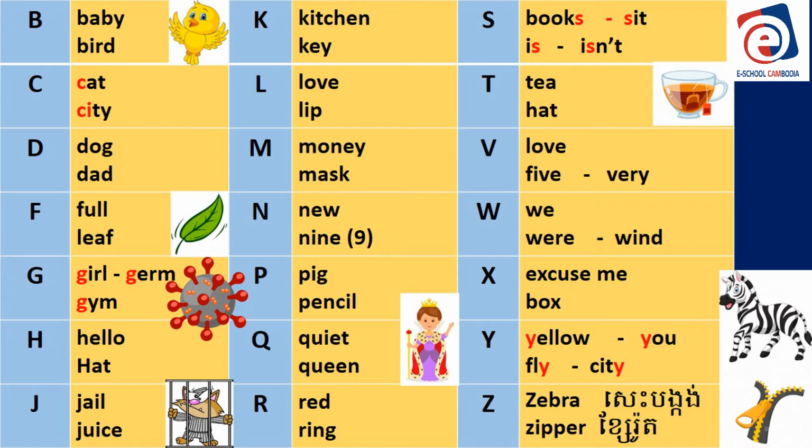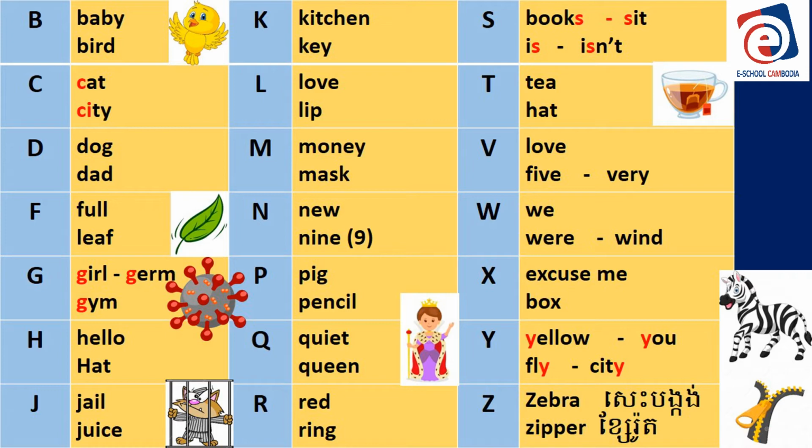Pa. It is not pa. It is quiet. Pa. Pig. Pencil. Q is qua. The sound for Q is qua. Quiet. Queen. Red. Ring. It is not r. And we do not say red, and we do not say ring. The sound of R is red, ring.